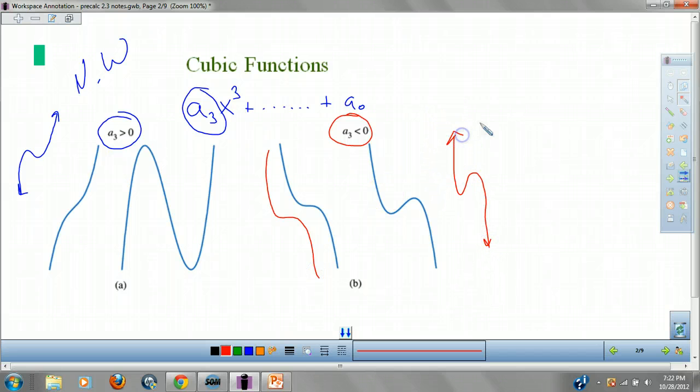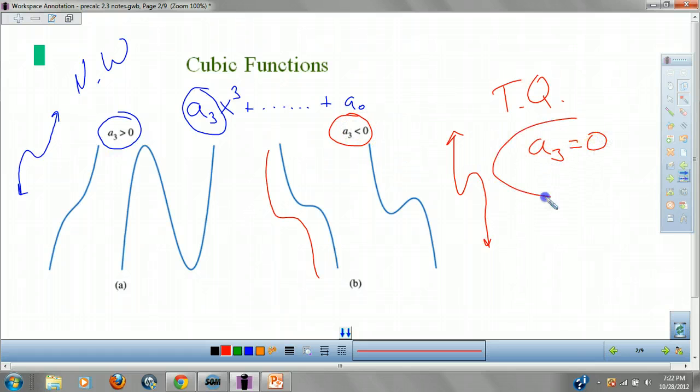Okay? Here is your trivia question for the day. What happens if a_3 equals 0? What does the graph look like? Not question marks.